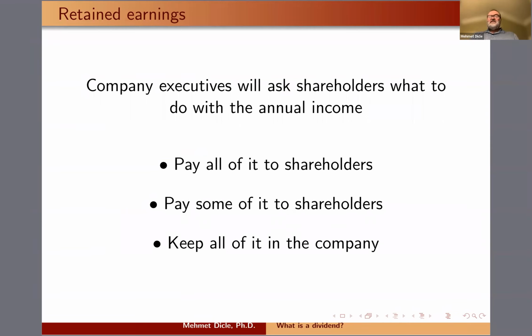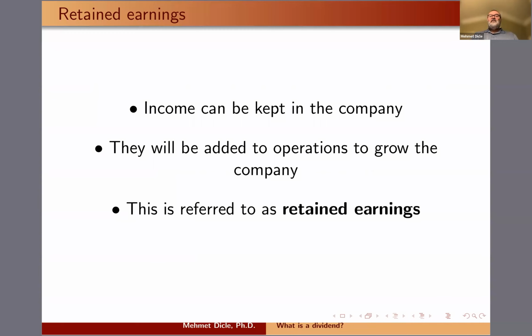Company executives will ask shareholders what to do with the annual income. So they could pay all of it to shareholders. They could keep some of it and pay some of it to shareholders, or they could just keep all of it in the company for reinvestment. So when the income is kept in the company to be added to the operations, to be reinvested in operations, this is referred to as retained earnings.